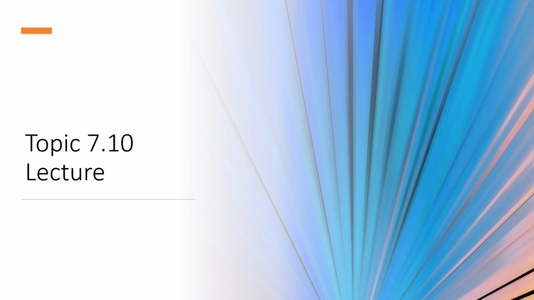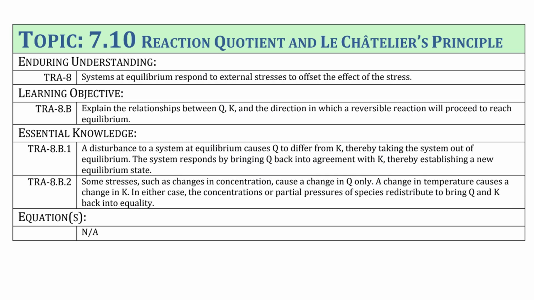Hello, this is topic 7.10 for AP Chemistry, reaction quotient and Le Chatelier's principle. Today's objective: be able to explain the relationships between Q, K, and the direction in which a reversible reaction will proceed to reach equilibrium.